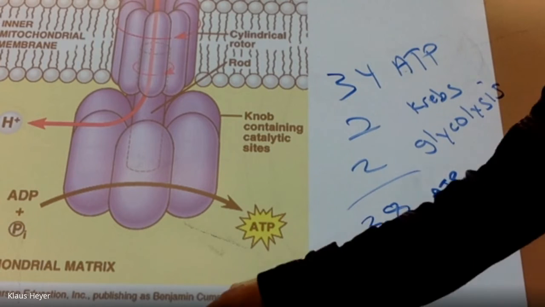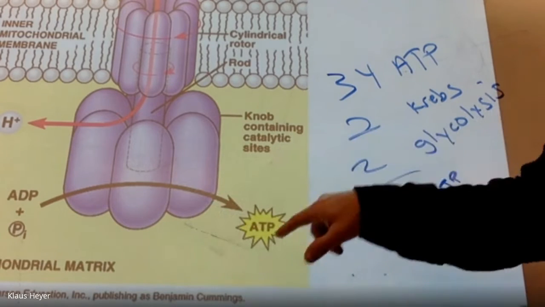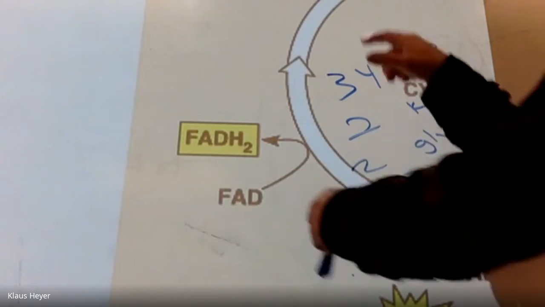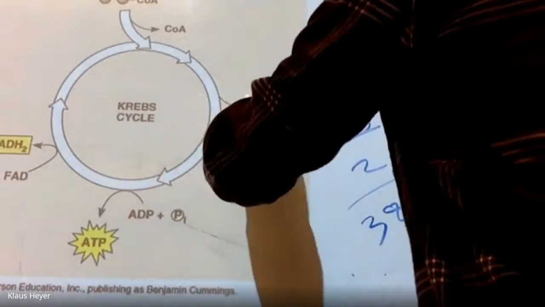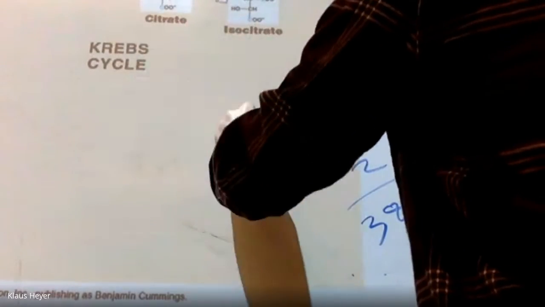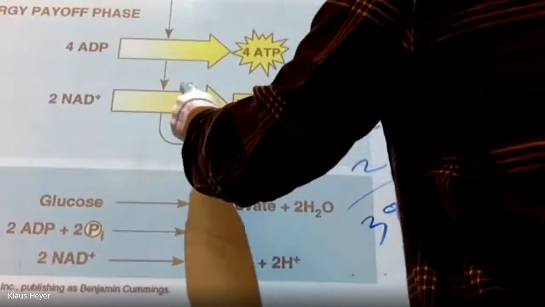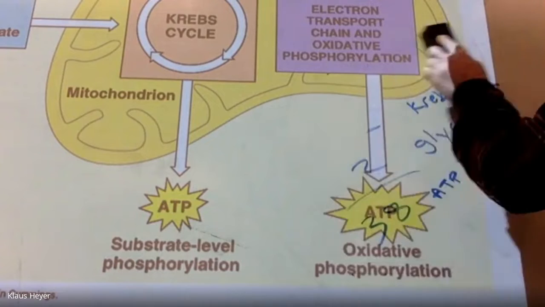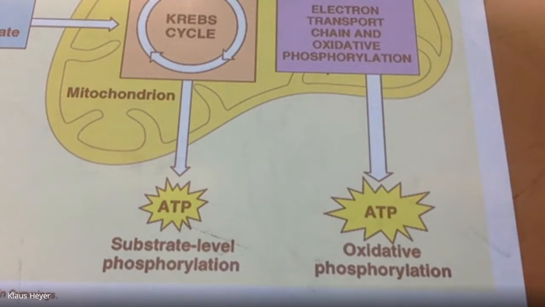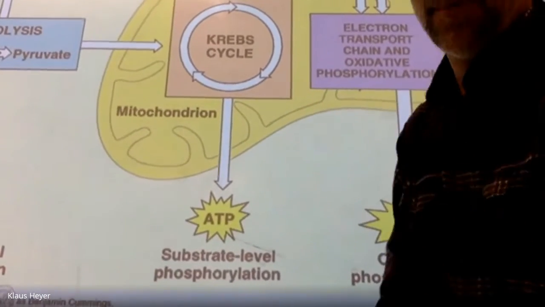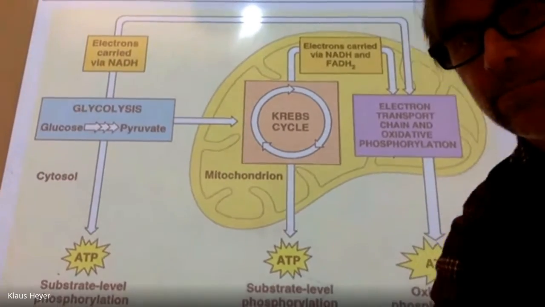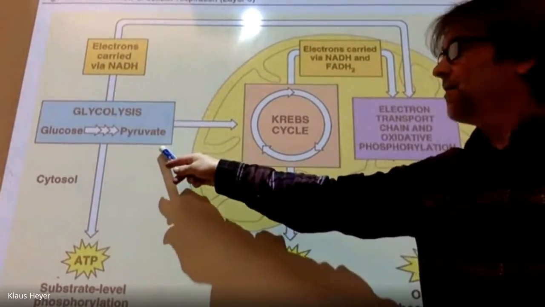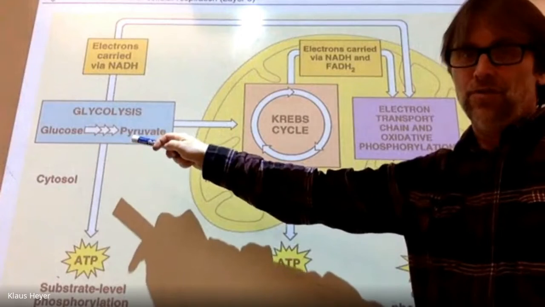Does anyone have any questions on this part? Let me go back to that. So break them up. Break the molecule down. Turn glucose into pyruvate.